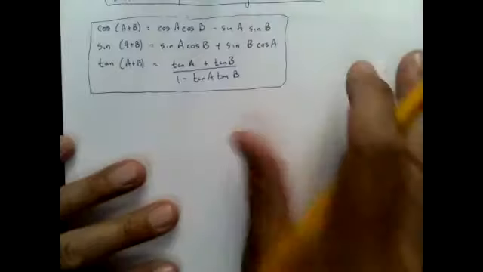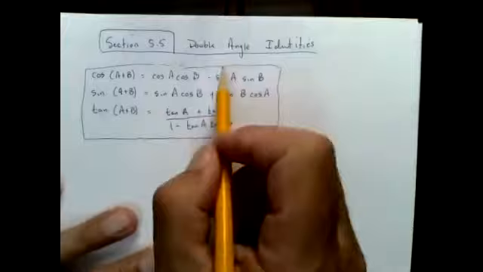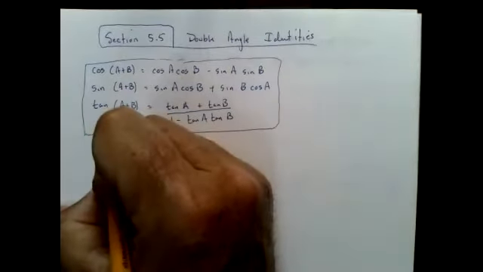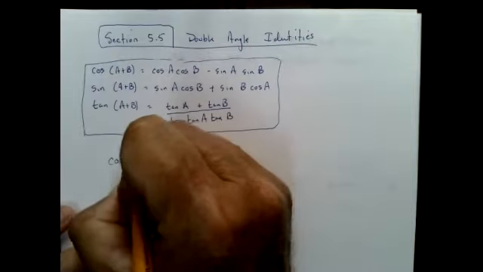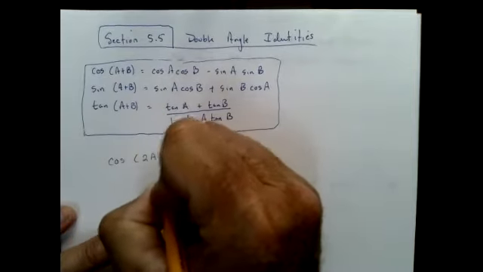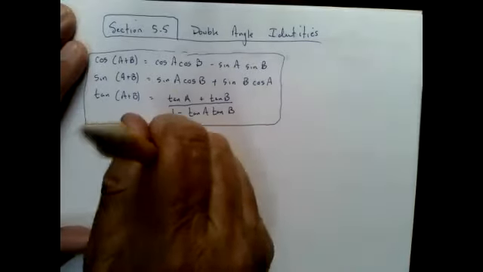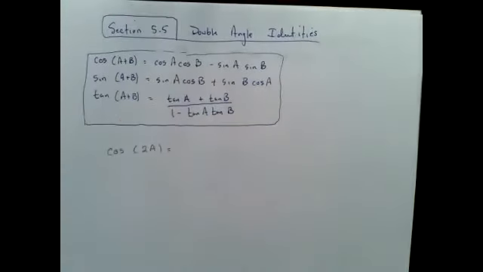Well, today I'm going to take a look at something called a double angle identity. A double angle identity. So I want to know, what would the cosine of 2 times A equal? What would the cosine of 2A equal?